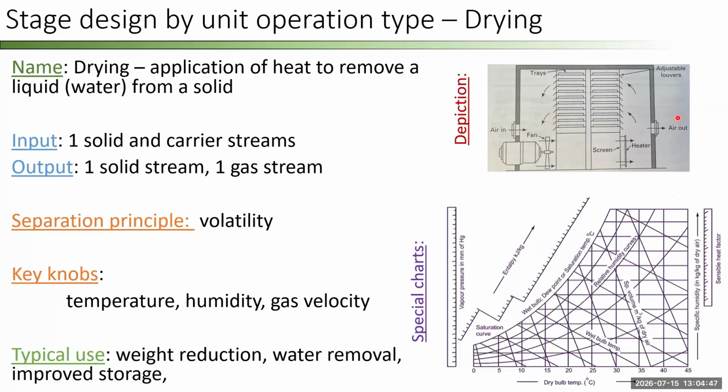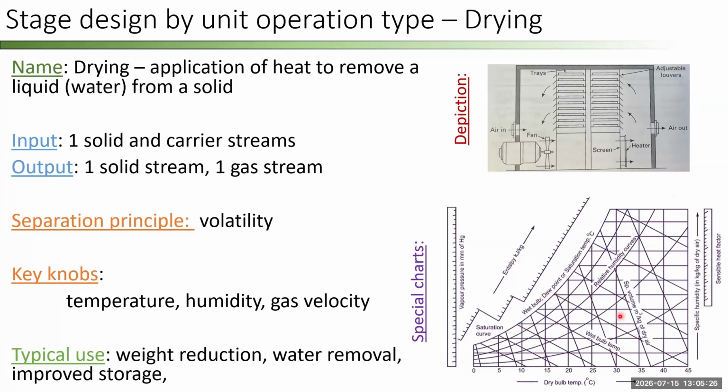Again, here we're using differences in volatility between that liquid and whatever the solid is. This is usually used in water reduction, water removal, and to improve storage. So maybe you collect your herbs or spices, you then dry them for reduced weight, but then also it can help prevent microbial growth and product degradation.